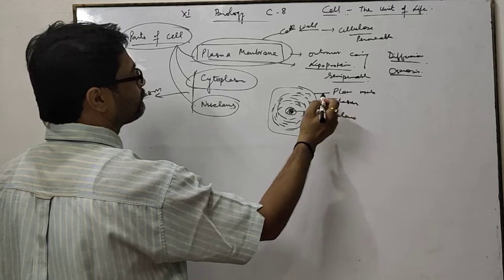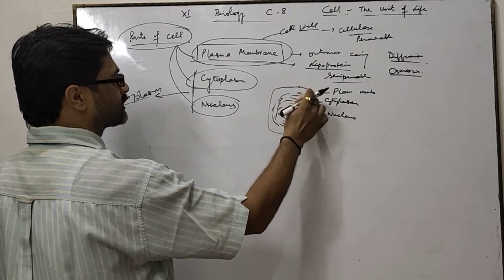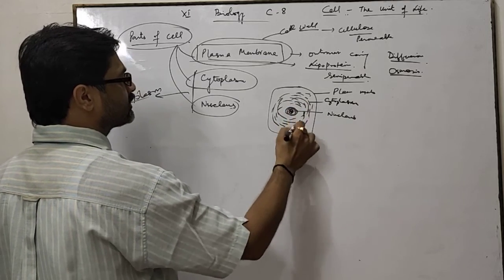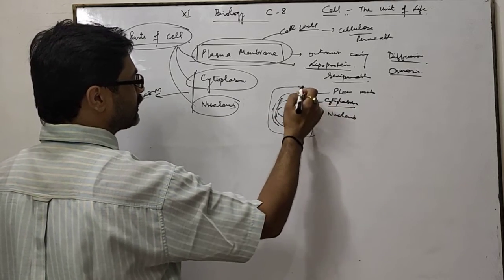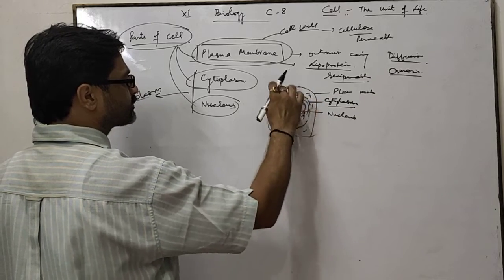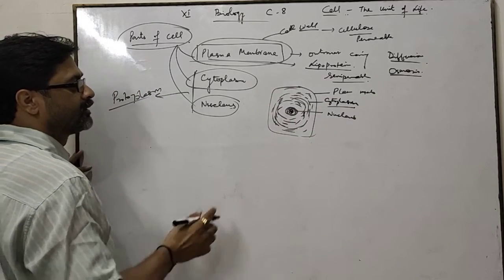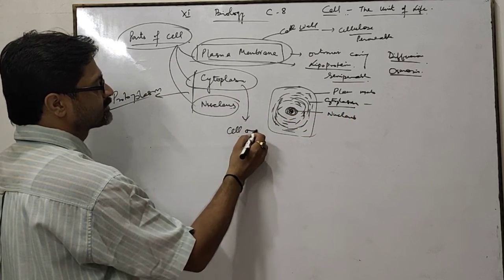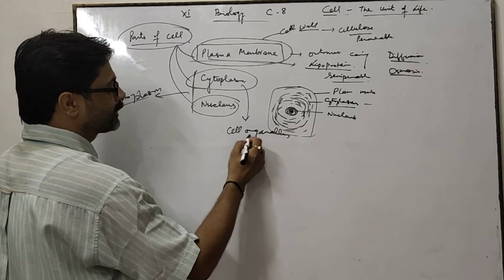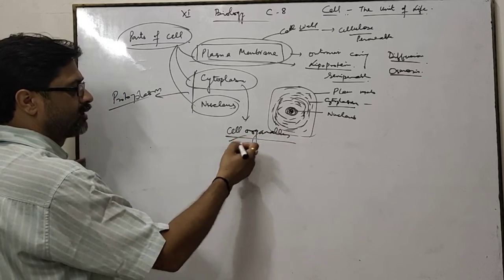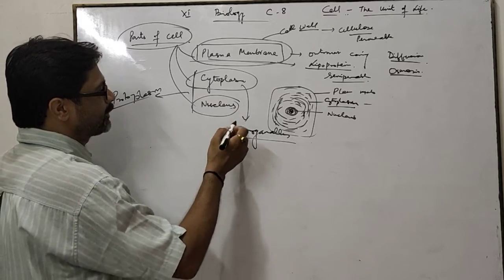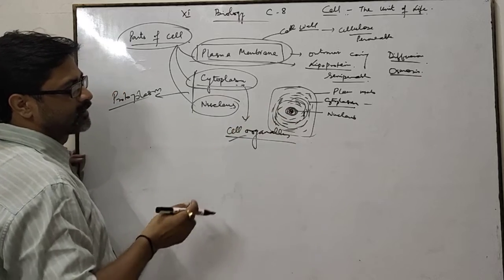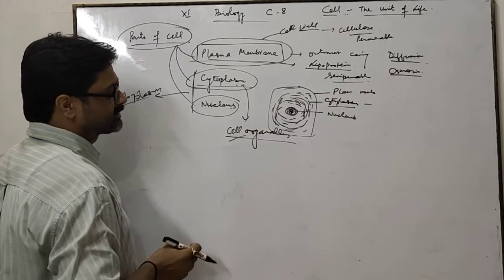Cytoplasm is surrounded by plasma membrane and it surrounds nucleus. Means around the nucleus, cytoplasm is present and cytoplasm is itself surrounded by plasma membrane. Cytoplasm contains various types of cell organelles within it. In my next lecture, I will discuss about the various types of cell organelles. But here you keep in mind, cytoplasm is the fluid around nucleus and itself surrounded by plasma membrane.